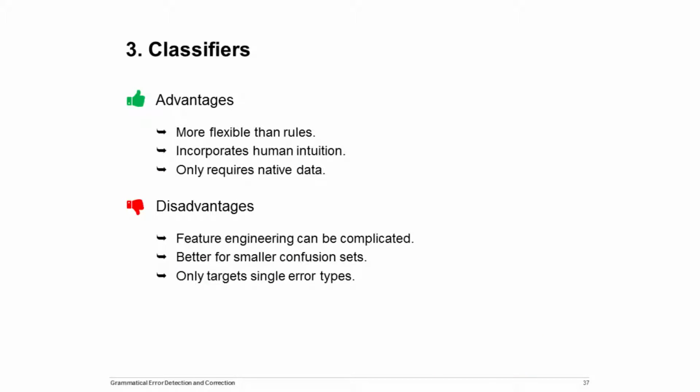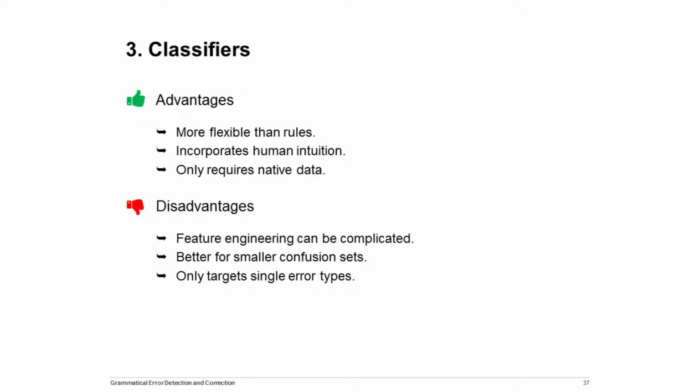The main pro is it's more flexible than rules, so you don't actually have to specify if A goes to B then C. You just go, I think A is useful, B is useful, C is useful, machine learning, work out what the best answer is. So it still incorporates the human intuition that rules does, but it's a bit more flexible.